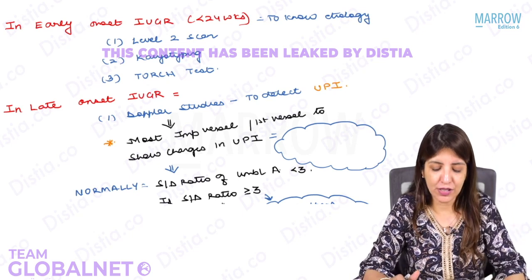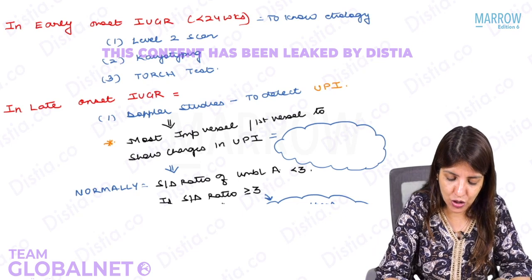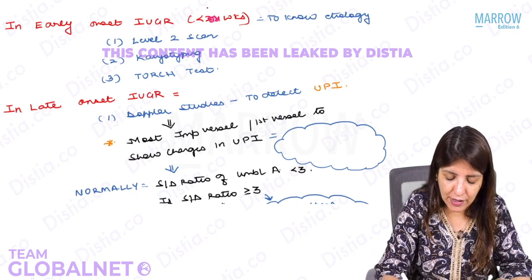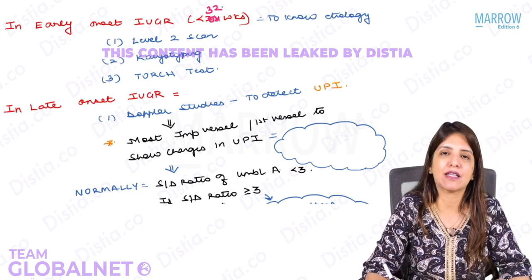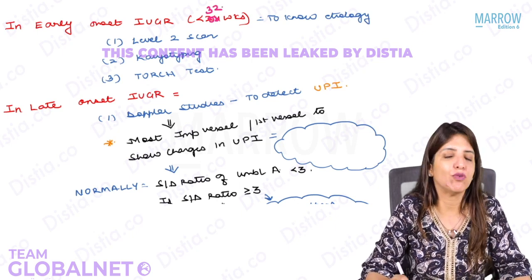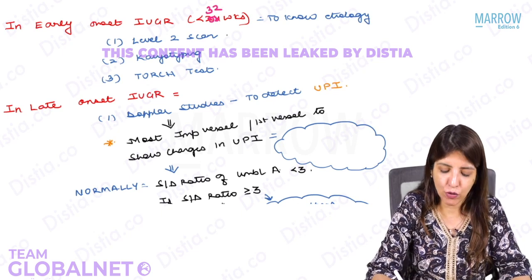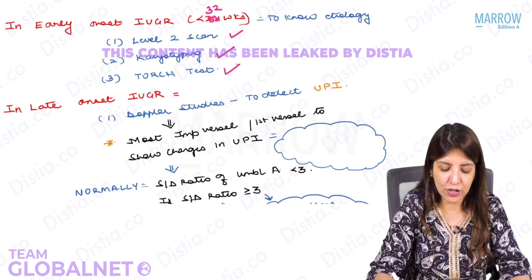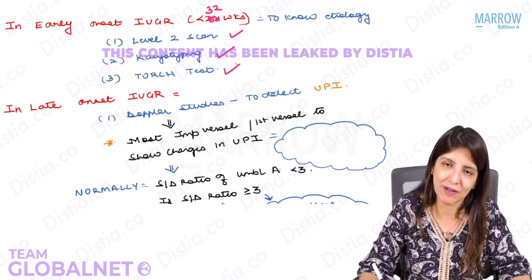Now if this is early onset IUGR, that means it is happening at less than 32 weeks. What all tests am I going to do? If this IUGR happened at less than 32 weeks, I'm going to go for a level 2 scan, for karyotyping, and for TORCH testing. Right?